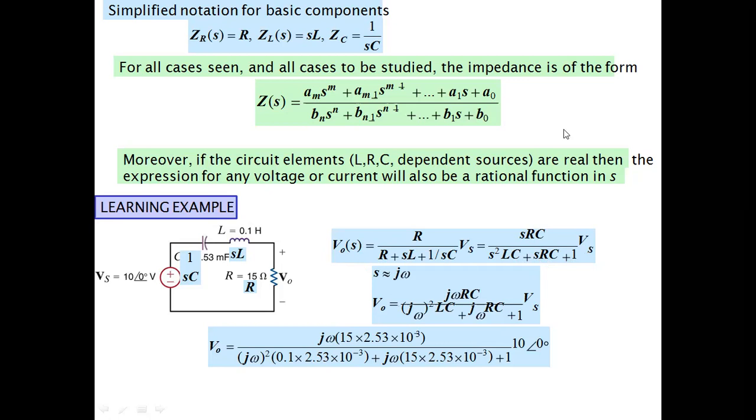Okay, so here, what we can do? We can write S in the form of j omega, because they have given polar values, you can see here tan angle 0. So you can take j omega RC. S squared, you can write (j omega) squared. LC as it is. Again j omega RC as it is. 1 as it is.